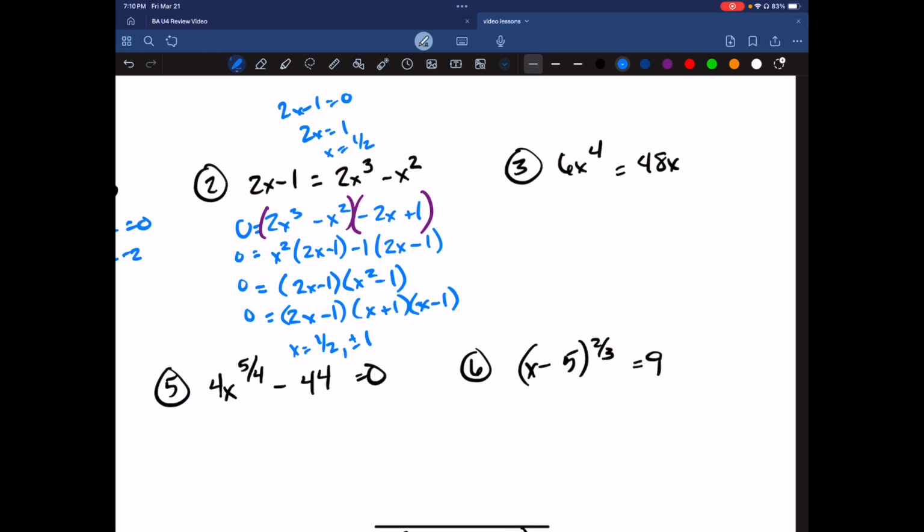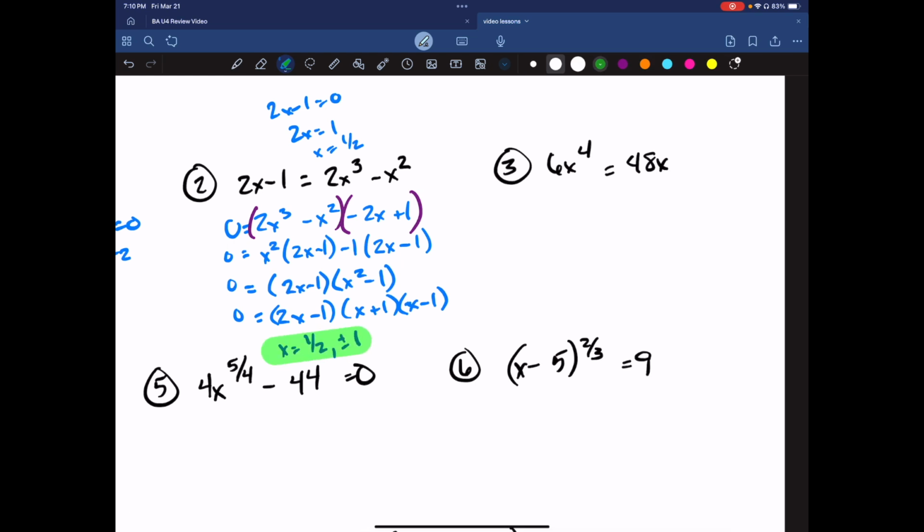Okay. On number 3, I'm going to get everything to the same side. 6x to the fourth is the bigger power, so I'm going to move the 48x to it. So it's going to be 6x to the fourth minus 48x equals 0. At this point, I'm going to take out a 6x. That's going to leave me with x cubed minus 48 divided by 6, which is 8. Again, this is one of your special cases. You can factor a sum or difference of 2 cubes, and 8 is a perfect cube. x cubed is a perfect cube. So this is going to turn into 6x.